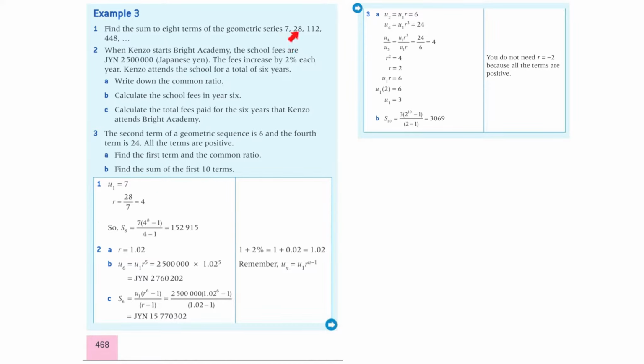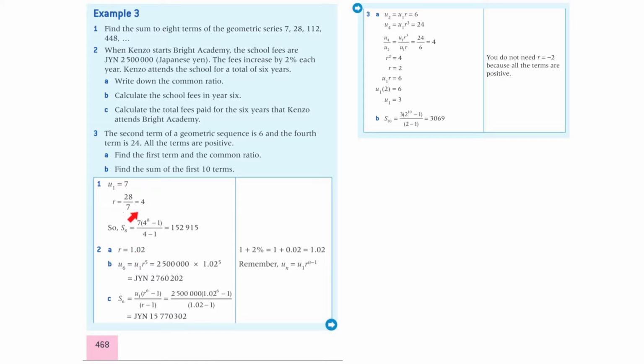Now to find R, we already know it's geometric, so we just have to put, for example, here 28 divided by 7, or 112 divided by 28, or 448 divided by 112. So let's put 28 divided by 7, and we find R is equal to 4. What we're saying is that when you multiply 7 by 4, you get 28. When you multiply 28 by 4, you get 112. When you multiply 112 by 4, you get 448.